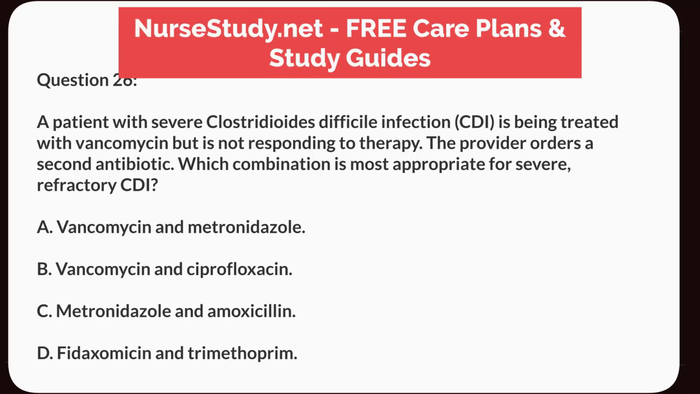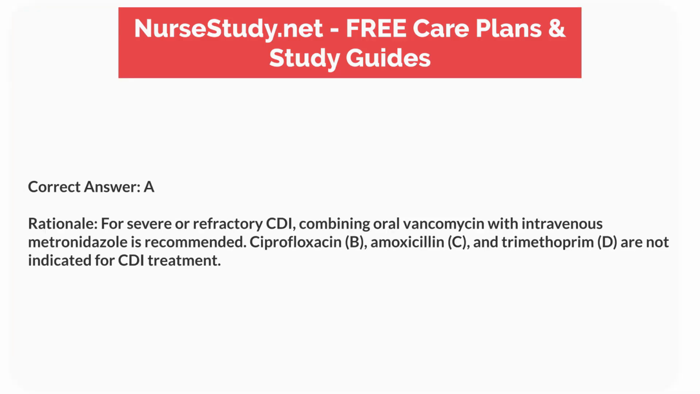Question 26. A patient with severe Clostridioides difficile infection, CDI, is being treated with vancomycin but is not responding to therapy. The provider orders a second antibiotic. Which combination is most appropriate for severe, refractory CDI? A. Vancomycin and metronidazole. B. Vancomycin and ciprofloxacin. C. Metronidazole and amoxicillin. D. Fidaxomicin and trimethoprim. Correct answer, A.